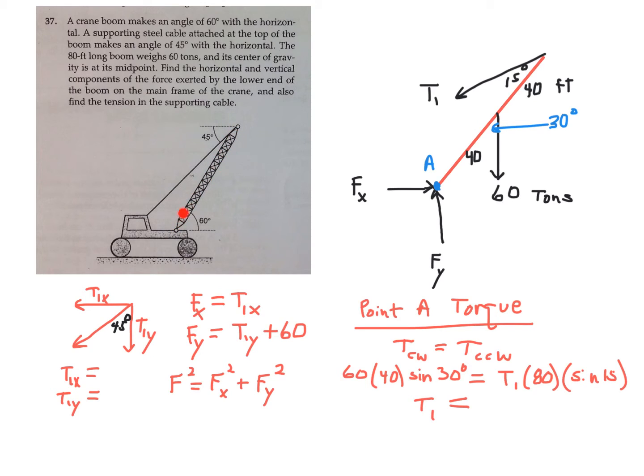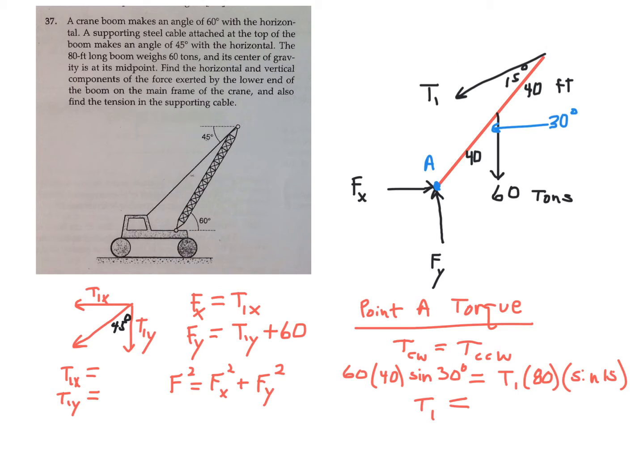So this crane structure I have simplified as a free body force diagram over here. This is the crane at a 60-degree angle with the base of the crane where it's attached to the platform. I have a cable, T1, that's at 45 degrees with the horizontal this way.